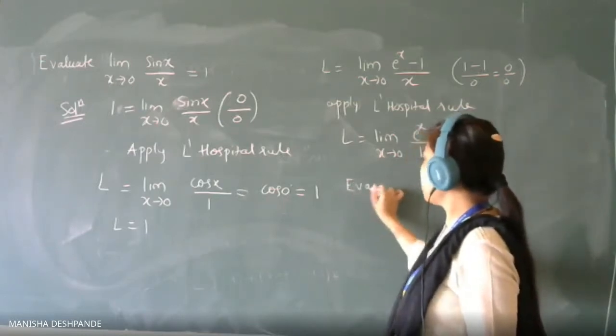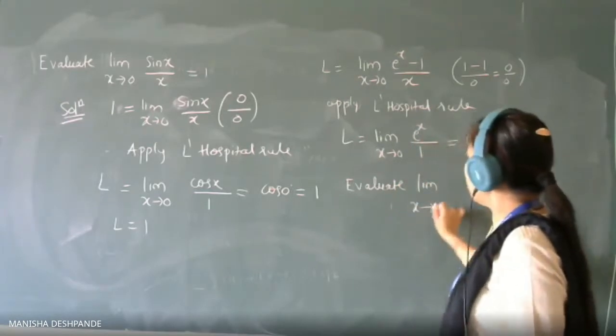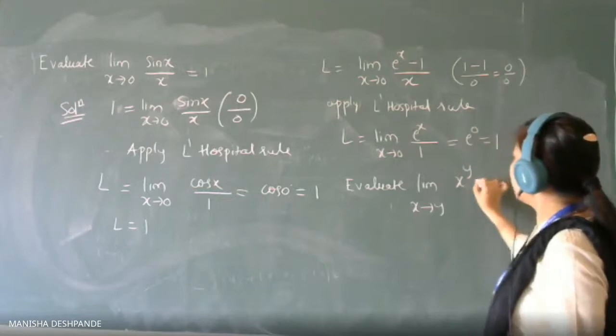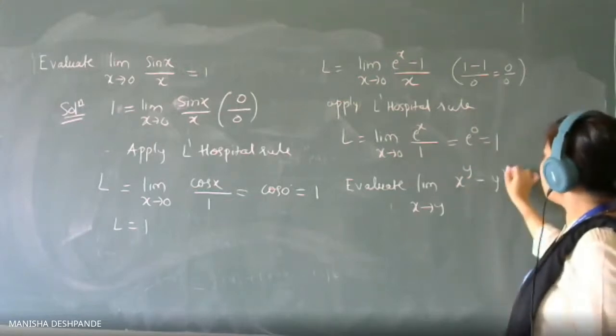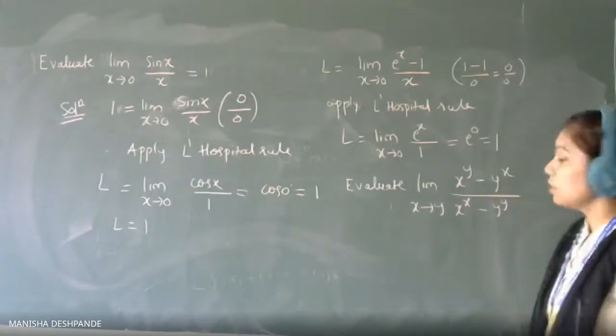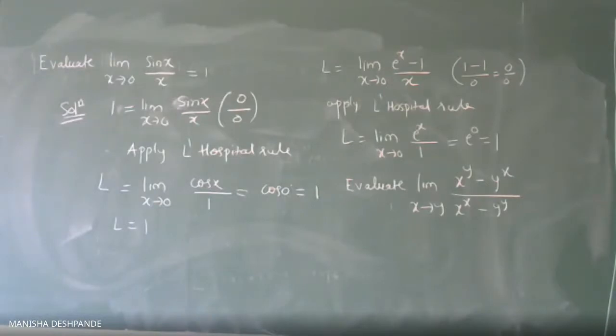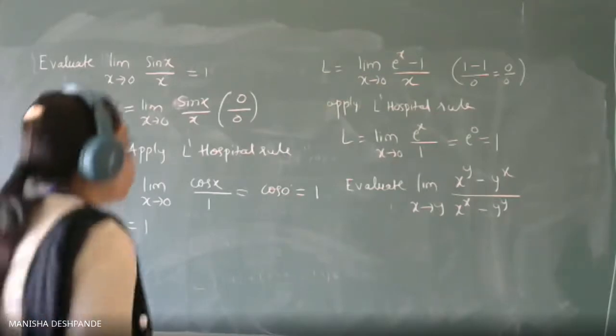Evaluate the limit as x goes to y of x raised to y minus y raised to x upon x raised to x minus y raised to y. I'll check out the question. x raised to y minus y raised to x upon x raised to x minus y raised to y. This question is also quite important. Okay. So evaluate this limit.